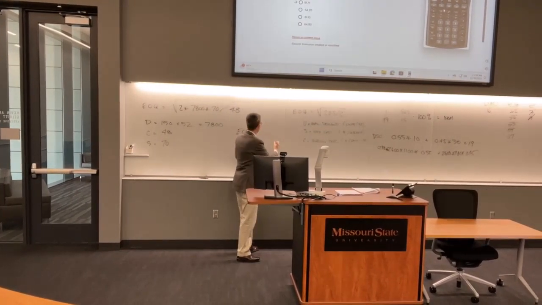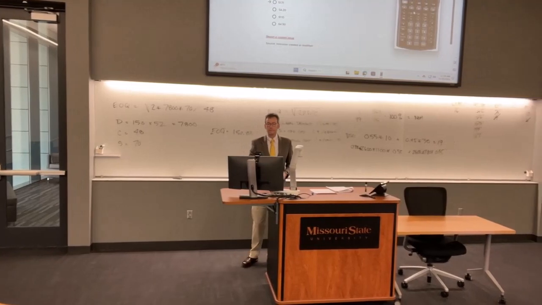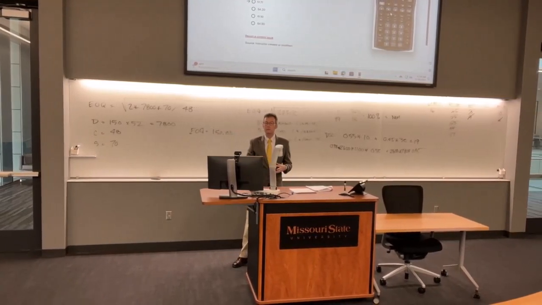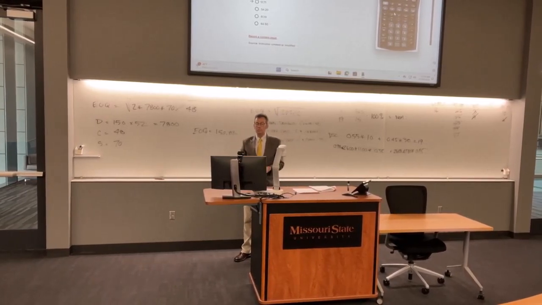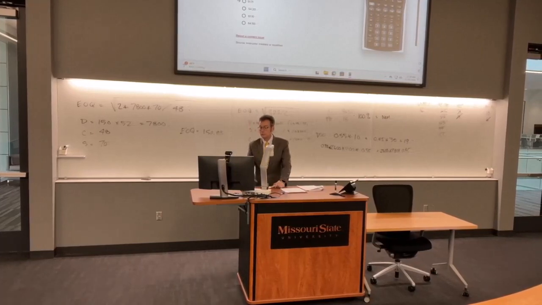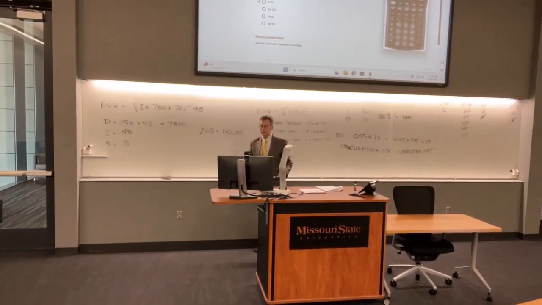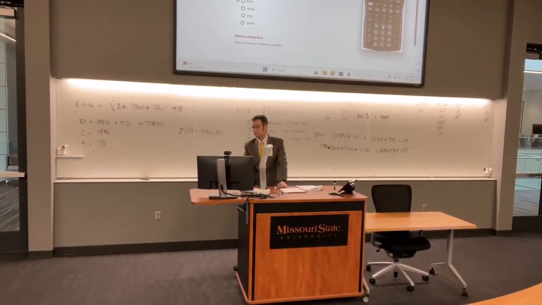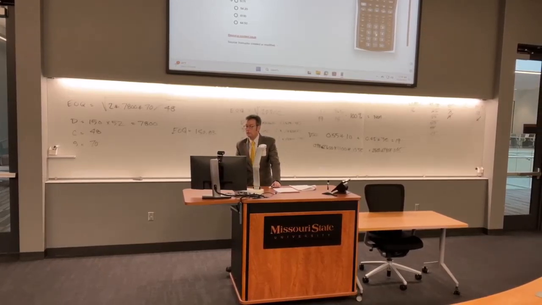And so my EOQ is equal to 150.83. Now, can I order 150.83? No, you can order 151, right? And so how do I figure out the number of orders per year? I'm going to take that 7,800 per year, divide by 151 and see what we get. Did I type that in right? 7,800 divided by 151.